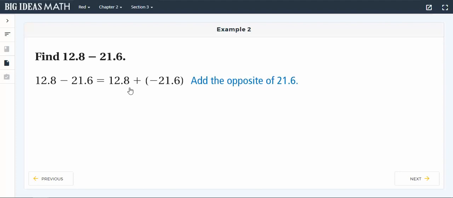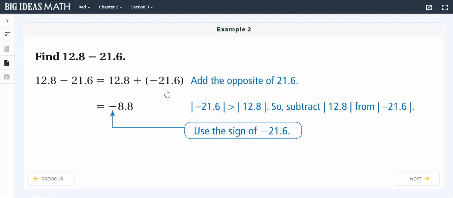So now I've got a negative and a positive, which means we're actually going to subtract and give it the bigger sign. So notice that the negative is going to be bigger this time. In this instance, you're going to realize that 12 is smaller than 21, so you still have to be negative, and it is subtraction, so you still subtract. So here we're going to do a subtraction problem.